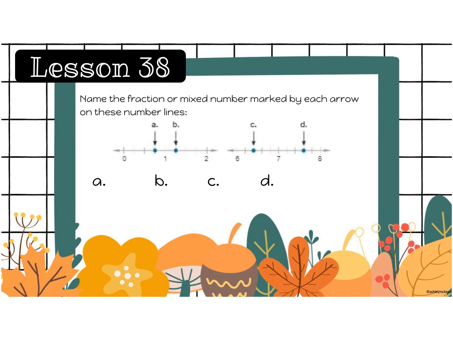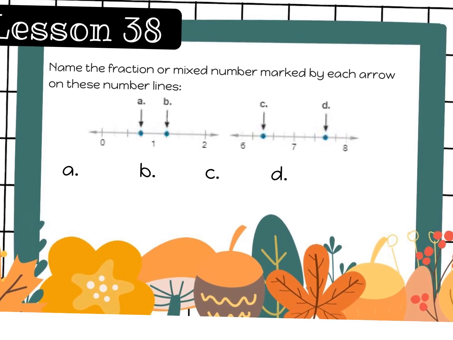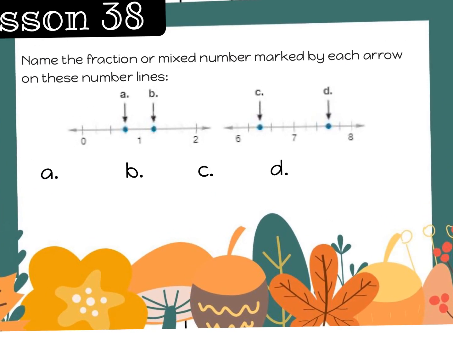Fill up its belly. All right, name the fraction or mixed number marked by each arrow on these number lines. Let's look at A. A is marking what number? It's between 0 and 1, so will it be a regular fraction or a mixed number? Regular fraction. What would the fraction be? 3/4. Very good. Okay, raise your hand if you know what B is. Yes. 1 and 1/4. Okay, raise your hand if you think you know what C would be.